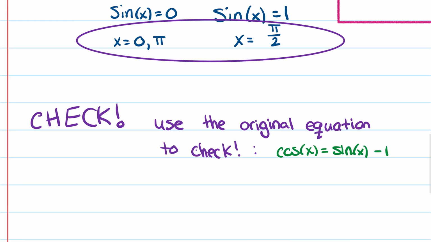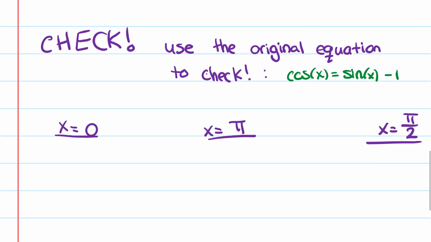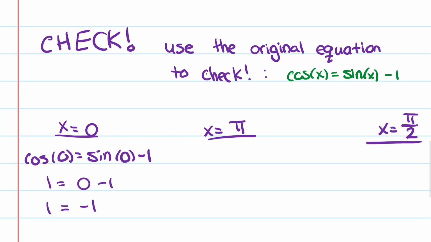And so what we're going to do now is we're just going to take each of our solutions and check them to see if we get the same number on both sides. So starting with x equals 0, you're going to get cosine of 0 is equal to sine of 0 minus 1. So cosine of 0 is 1. Sine of 0 is 0, minus 1. So 1 is equal to negative 1. Not true. So x equals 0 is not one of our answers.